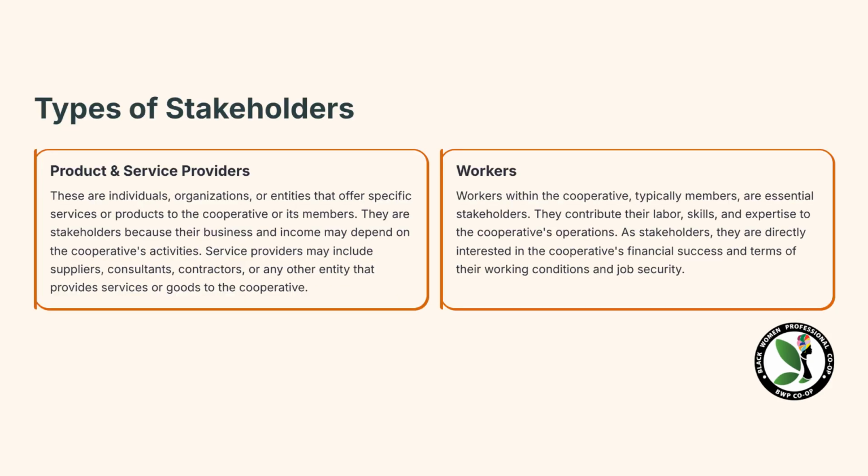These two stakeholder groups, service providers and workers, play distinct but interconnected roles within the multi-stakeholder cooperative. Service providers contribute resources and services that enable the cooperative to function effectively, while workers provide the labor necessary for its day-to-day operations. Balancing the interests and needs of both groups is crucial for the cooperative's overall well-being and sustainability.